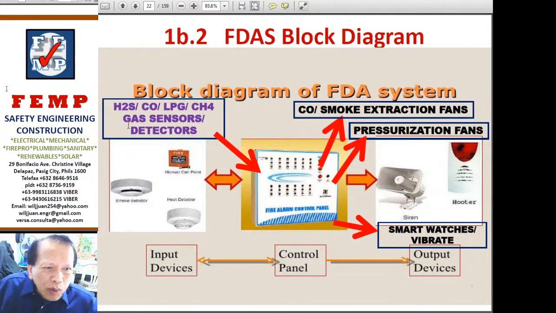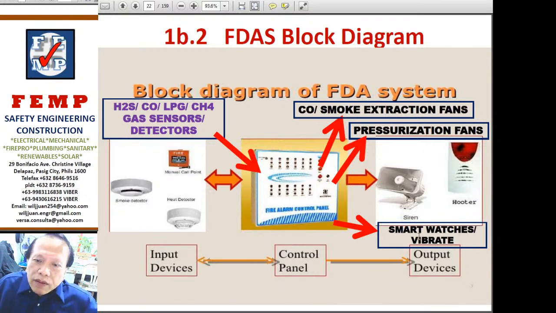Now it is my proposal to make it more complete by providing this rectangle here, in which I include hydrogen sulfide, H2S, then CO, carbon monoxide, then here is LPG gas, and here is CH4 or methane, no? And these are gas sensors and detectors, and they should input the detection of these gases to your control panel or a spatial control panel, so that they will actuate alarms, also spatial alarms, and actuate or operate extraction fans of smoke and carbon monoxide, as well as the pressurization fans of the escape route, so the stairwell. And here below is a smartwatch.